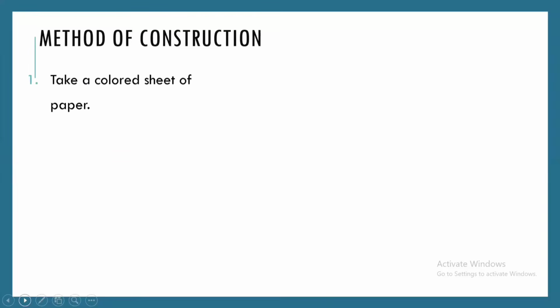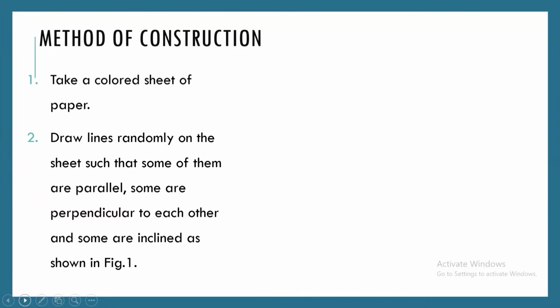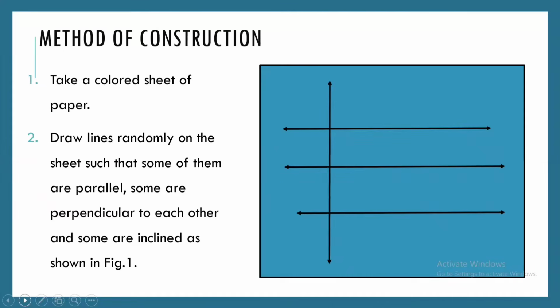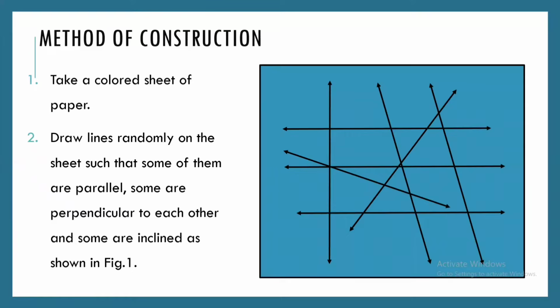We take a colored sheet of paper and draw lines randomly on the sheet such that some of them are parallel, some are perpendicular to each other, and some are inclined, as shown in figure 1. What is figure 1? We take a sheet of paper and draw some lines randomly, a few of them perpendicular to each other. You can see this line I have drawn is perpendicular to these 3 lines. I'll take a few lines which are inclined to each other, and some of them are going to be parallel to each other. Now this becomes my figure 1.